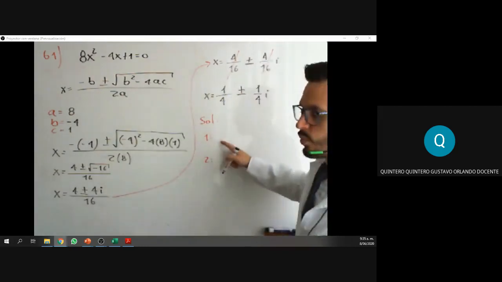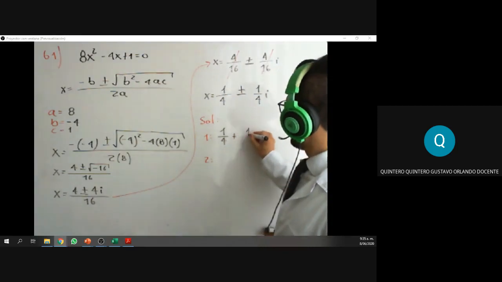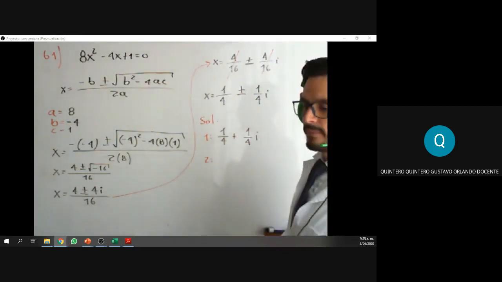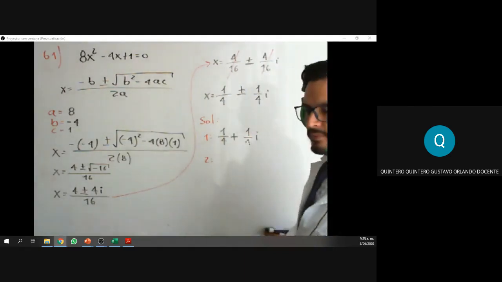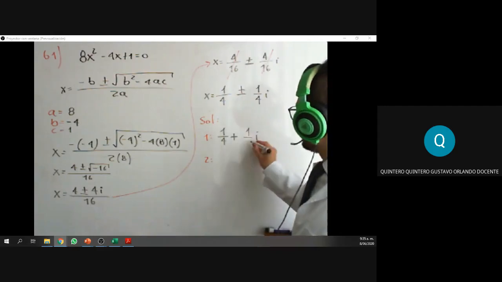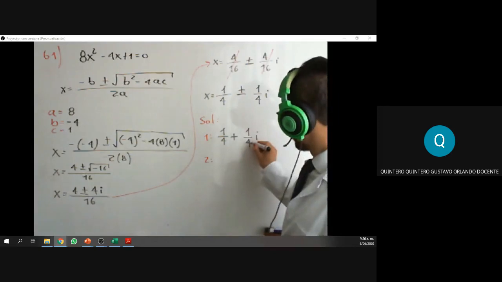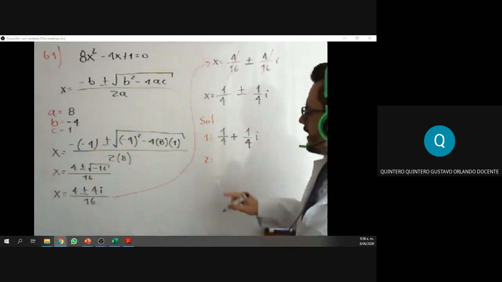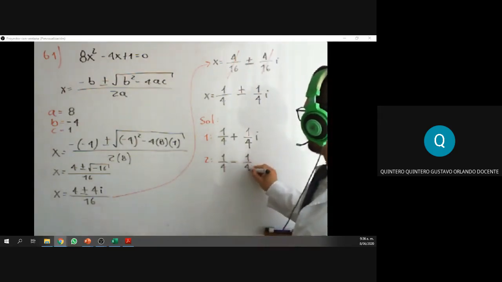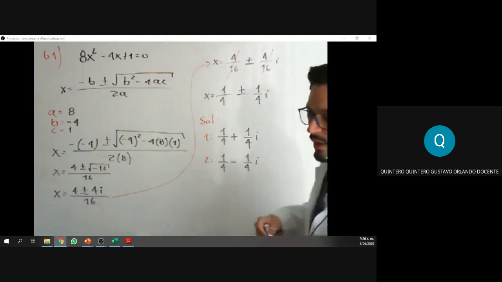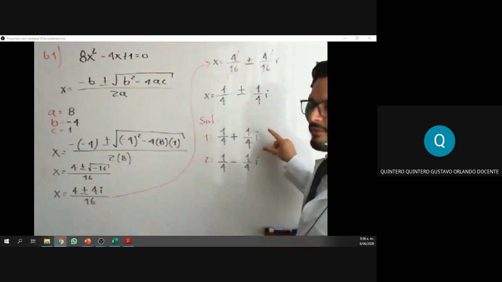So let me do the first one with the positive. We have 1 over 4 plus 1 over 4i. The first solution, this is a plus sign. Then the second solution will be with the negative sign because we just used the positive. Now, 1 over 4 minus 1 over 4i. The second solution. Since we are talking about a quadratic equation, we are going to have 2 solutions.